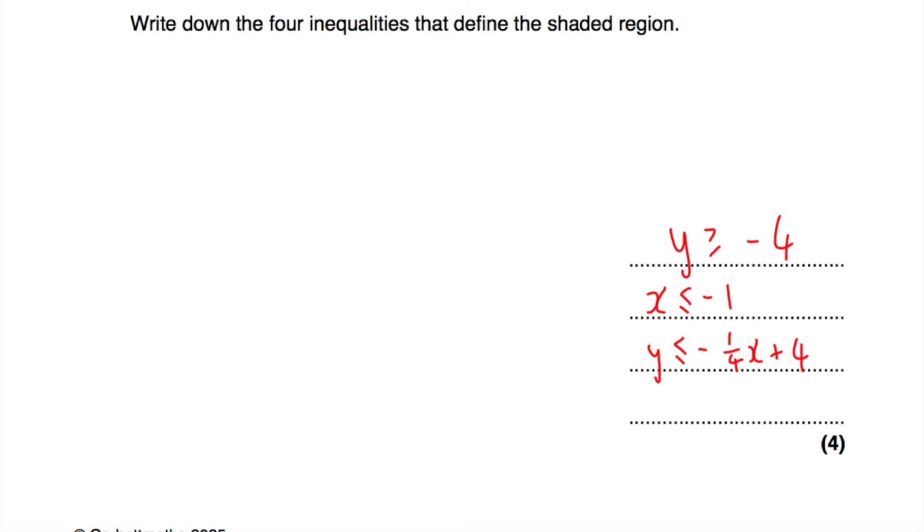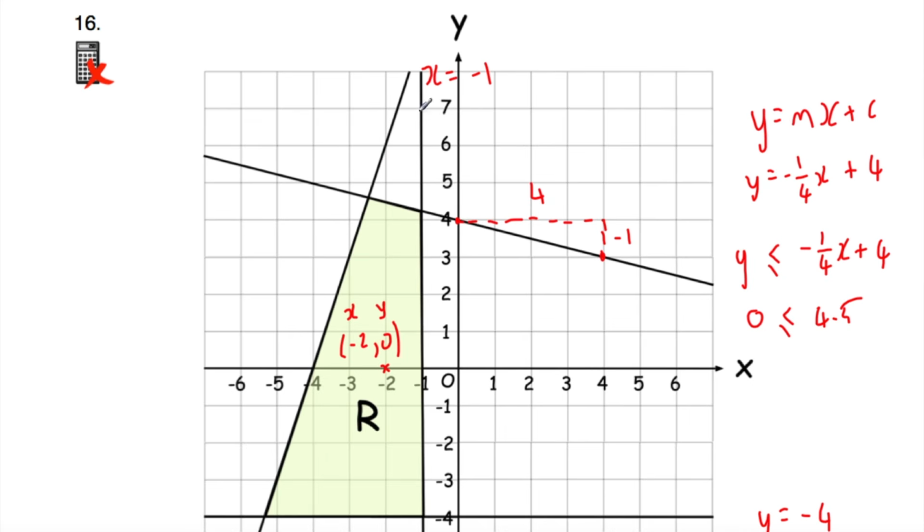Okay, so we've got 3 of the inequalities. Now we just need to deal with this diagonal line here. So we've got this diagonal line here, and we need to find the equation of that line and then figure out what the inequality would be. So we know it's a straight line, so it's going to be in the form y equals mx plus c. Let's find out the y-intercept and the gradient.